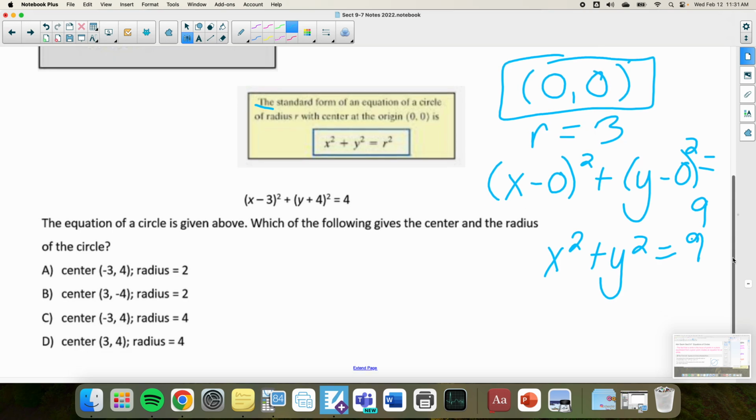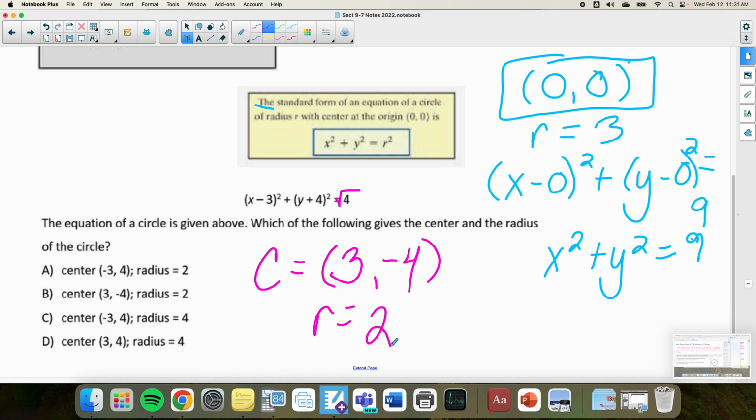Now, if we look at this one right here, when I'm deciding what my center of the circle is, what I do is I take the opposite of each of these. So this is a -3, so my x would be a +3. This is a +4, so my y would be -4. Do you guys get that? And then for your radius, you take the square root of that. And the square root of 4 is 2. So our answer would be what? B?